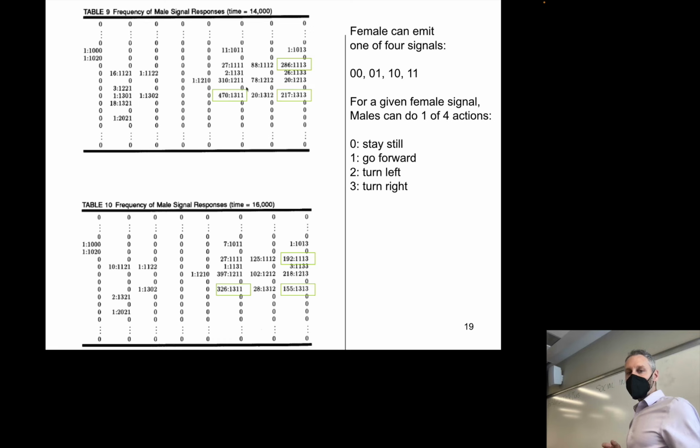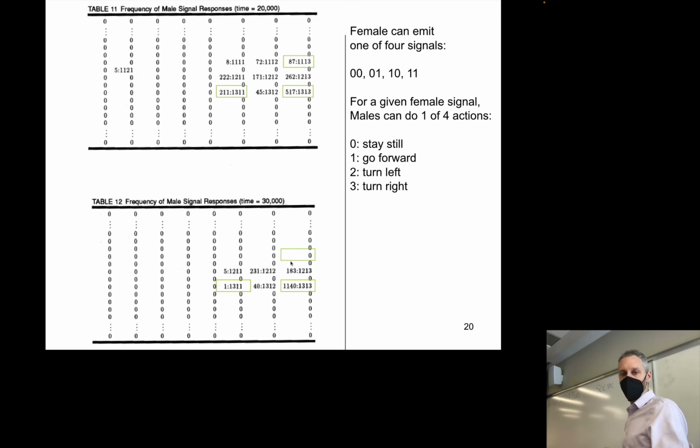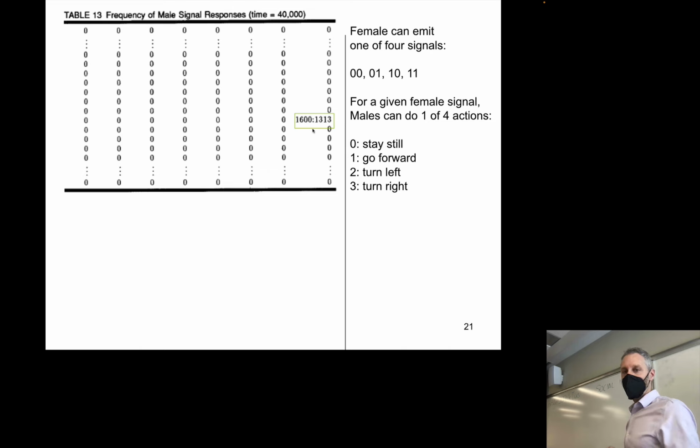At 14,000 time steps, we can see that the bilingual males are catching up. At 16,000 time steps, still haven't caught up, but the monolingual groups are getting smaller. 20,000 time steps, 30,000 time steps, 40,000 time steps.